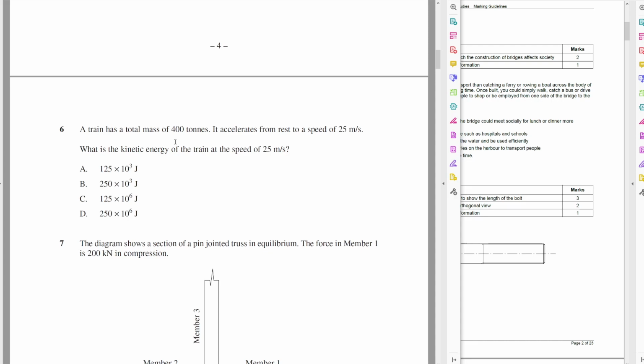Now, it's important to remember that we don't need to multiply this by gravity. The reason we don't multiply by gravity is because it's half mv squared, not half times weight squared. So there is no g in this equation. Don't forget to square the velocity first.